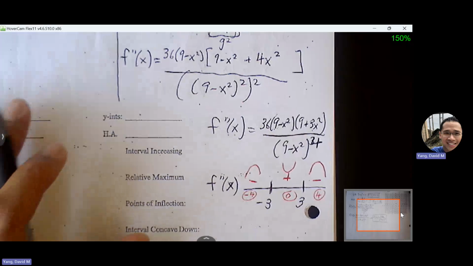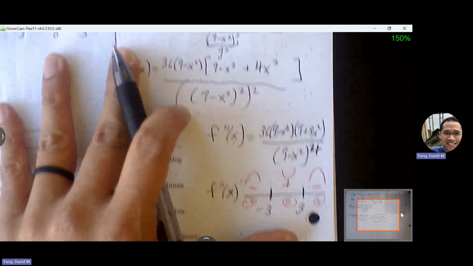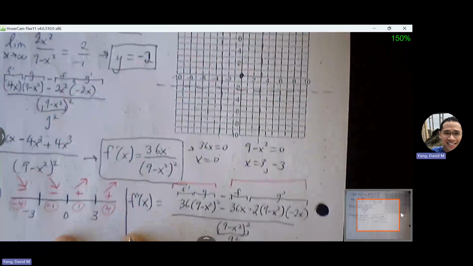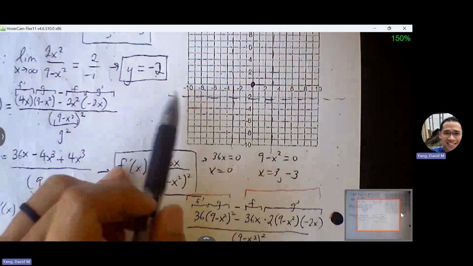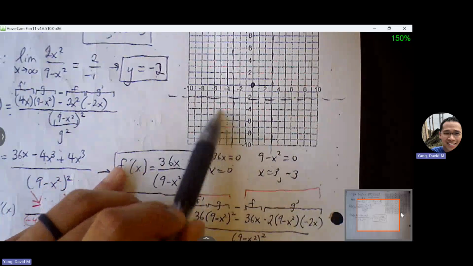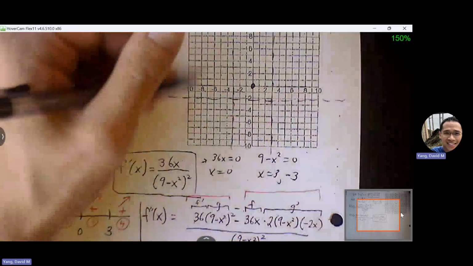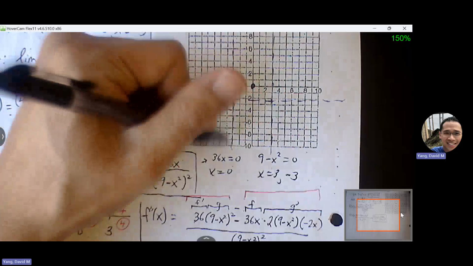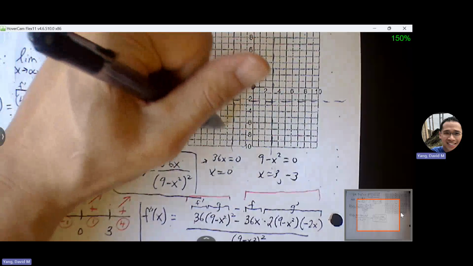You can also put this into your calculator to give you an idea how the graph is going to be shaped. But we know that initially our graph is going to be decreasing, but experiencing concave down. So the only way that's going to fit along with hugging along the asymptotes will have to be something like this.